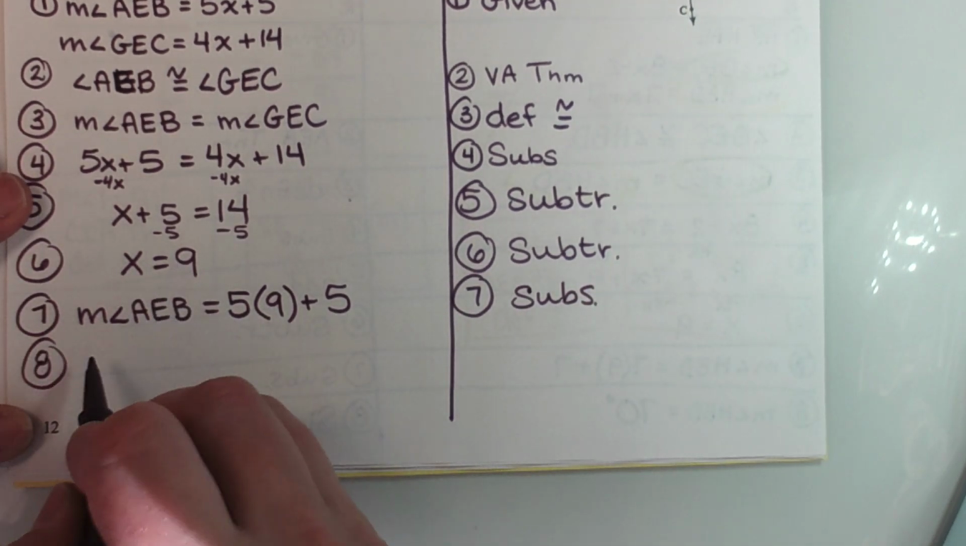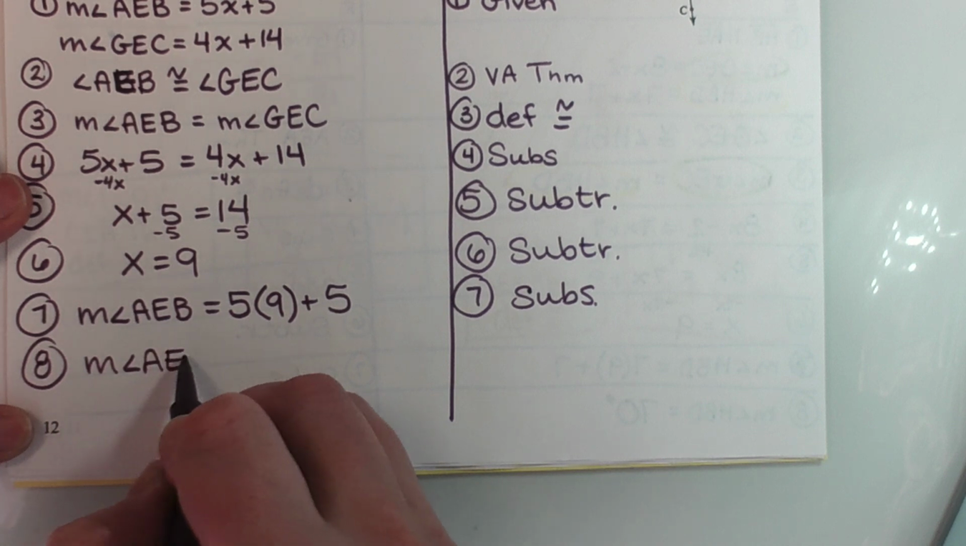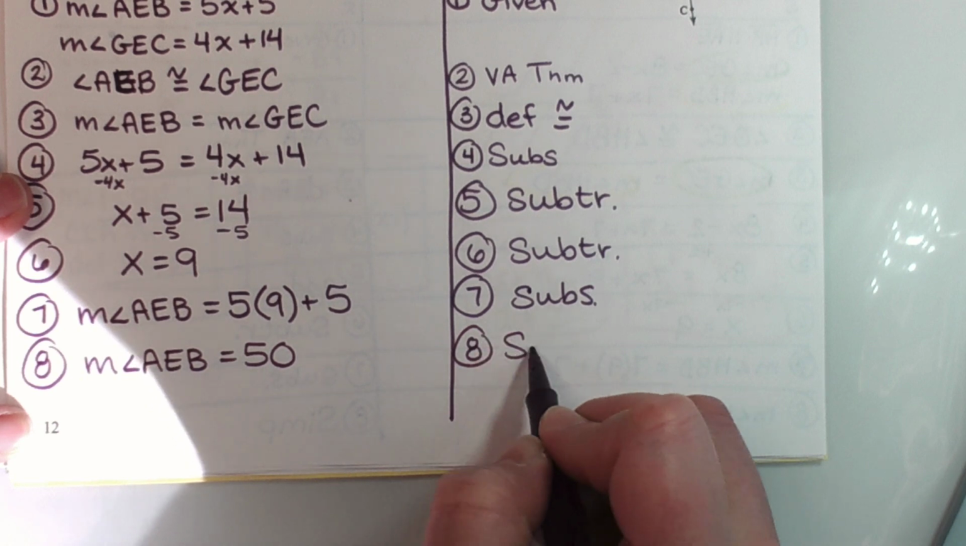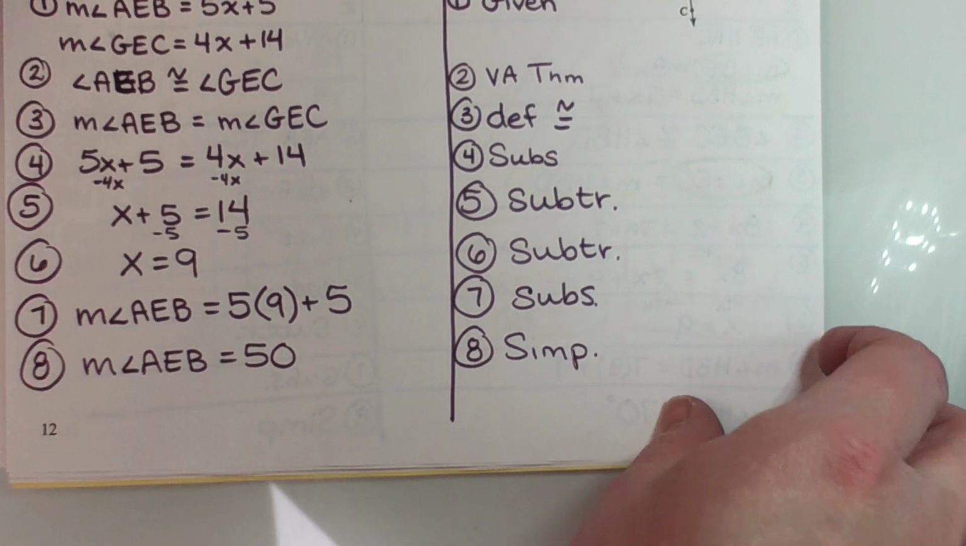What is 5 times 9? 45. If I add 5 to it, am I going to get what I want? Yes. Sweet. 50. That is simplify. So, a little bit different, but very different? No. Okay, let's flip to the back.